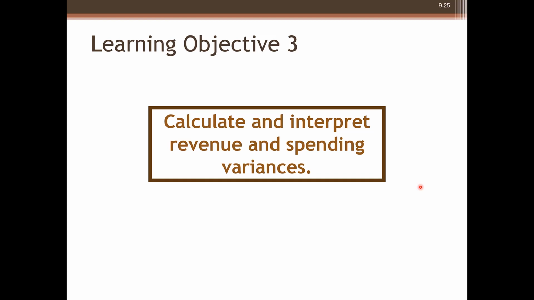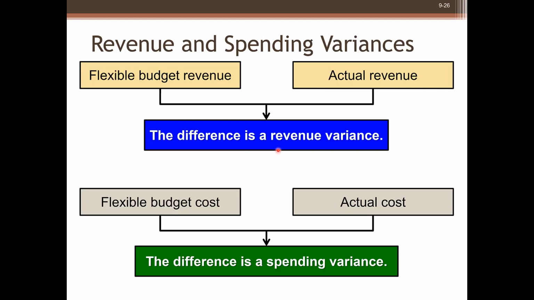Learning Objective 3 is to calculate and interpret revenue and spending variances. If we compare flexible budget and actual results, a revenue variance is the difference between what the total revenue should have been given the actual level of activity for the period and the actual total revenue. A spending variance is the difference between how much a cost should have been given the actual level of activity and the actual amount of a cost.